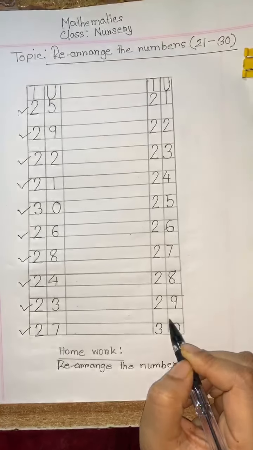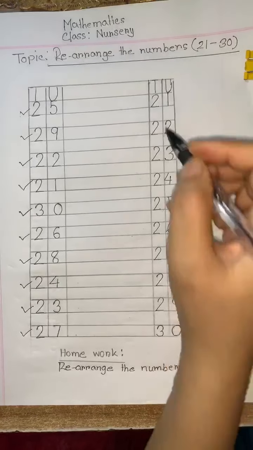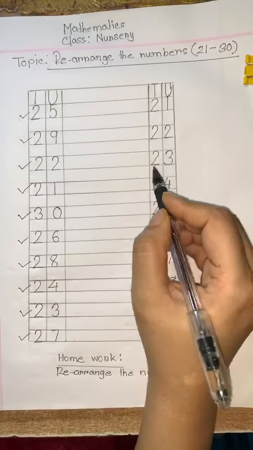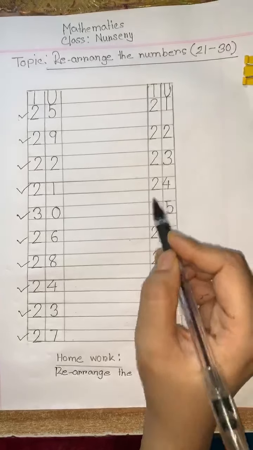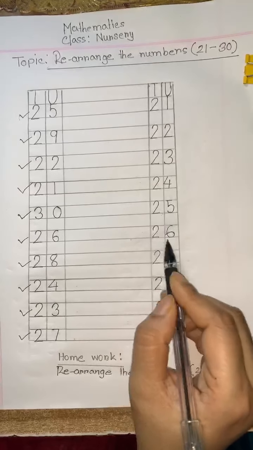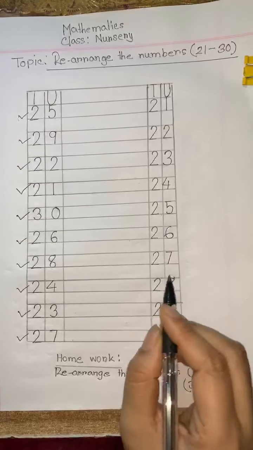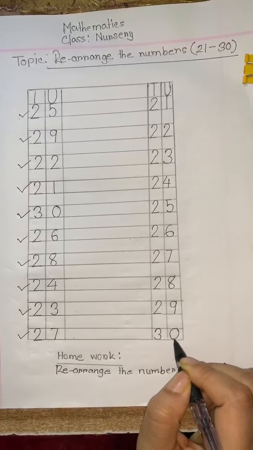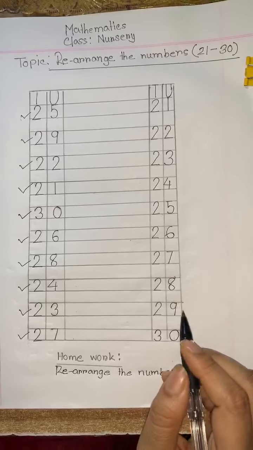21, 22, 23, 24, 25, 26, 27, 28, 29, 30. Read again. 21, 22, 23, 24, 25, 26, 27, 28, 29, 30.